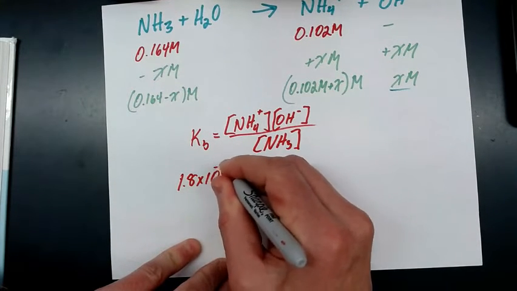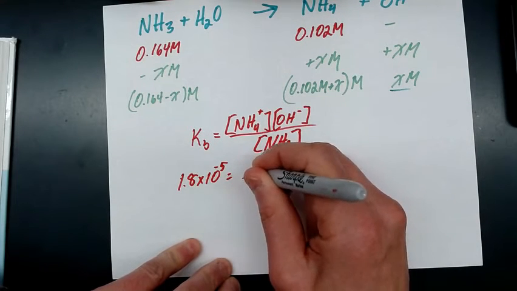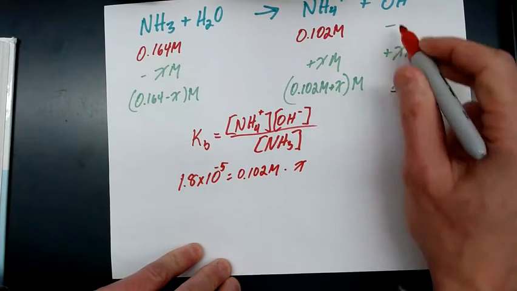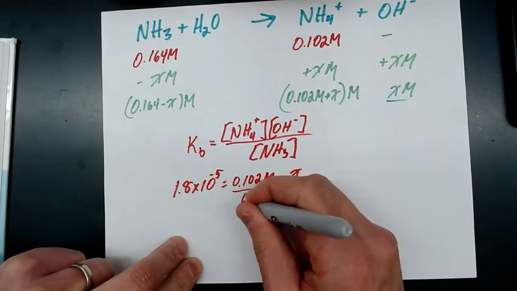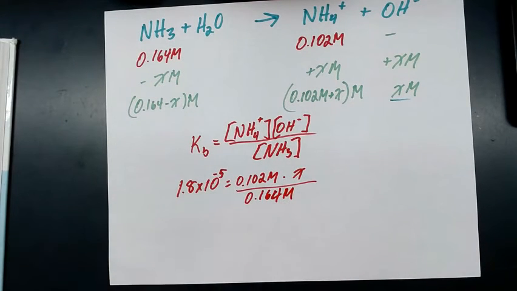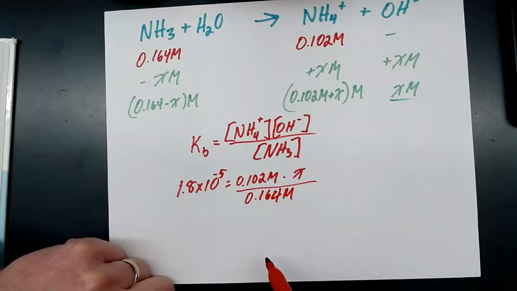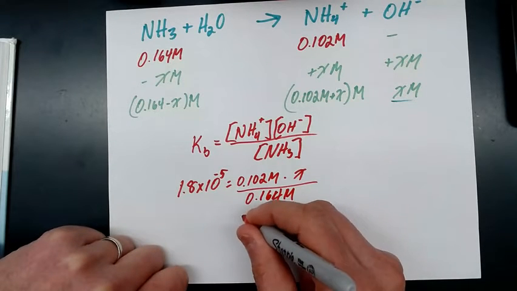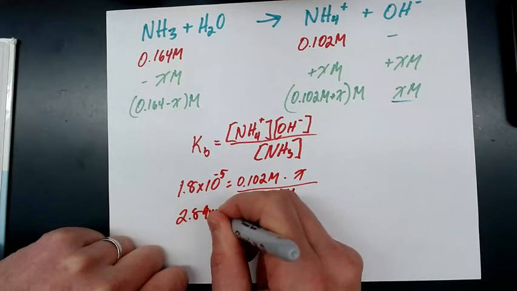So 1.8 times 10 to the negative fifth is equal to, I already have my concentration there, so I'm going to plug that in at 0.102 big M. I'm going to multiply it by X, because my hydroxide is definitely going up since I start with 0. And I'm going to divide it by the given 0.164 big M. The math on this one is fairly straightforward. I'm going to multiply by my Kb value and my concentration of ammonia, and then divide by 0.102 to get an X of 2.89 times 10 to the negative fifth.